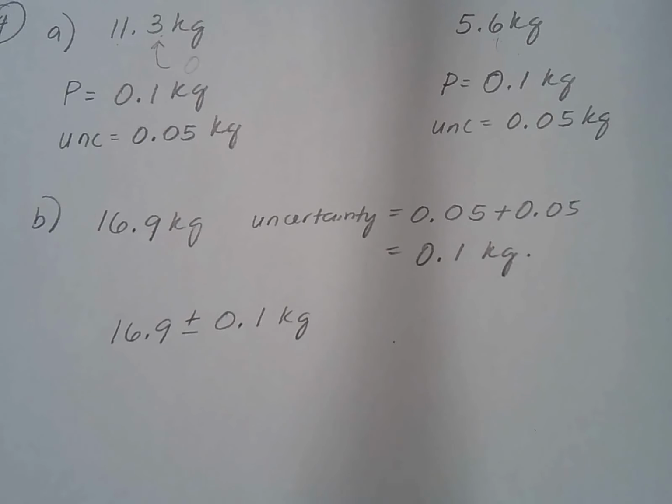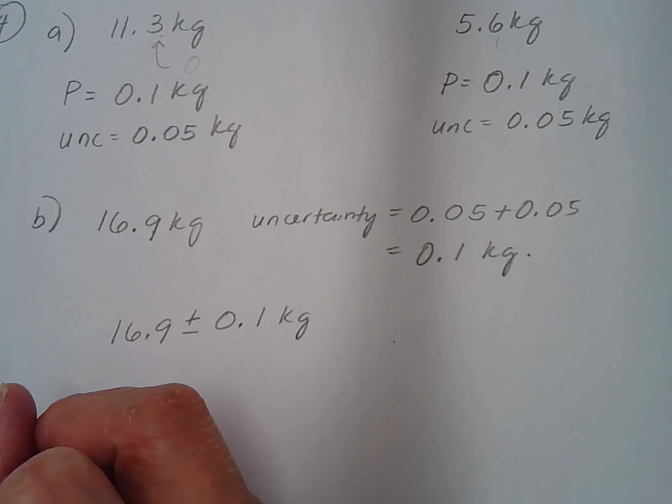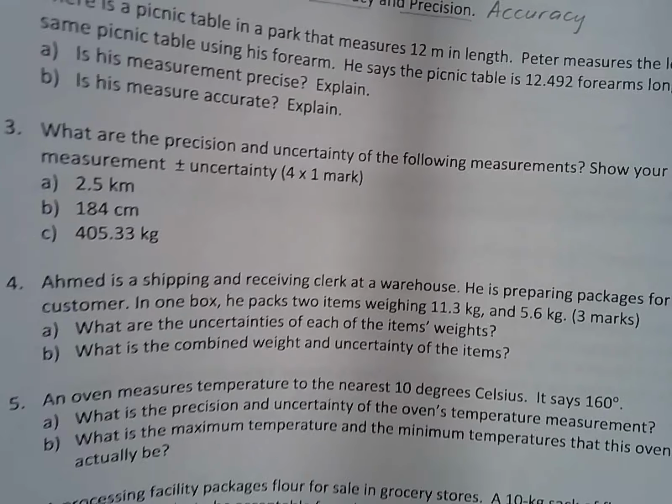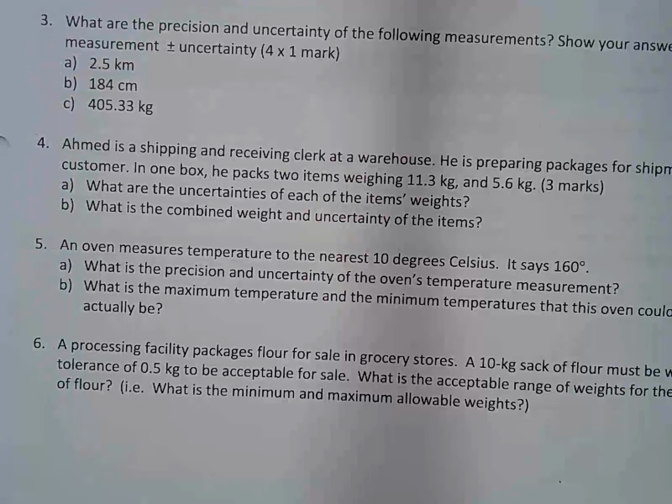Okay, now we're going to take a look at question number 5. An oven measures the temperature to the nearest 10 degrees, and it says 160. What is the precision and uncertainty of the oven?